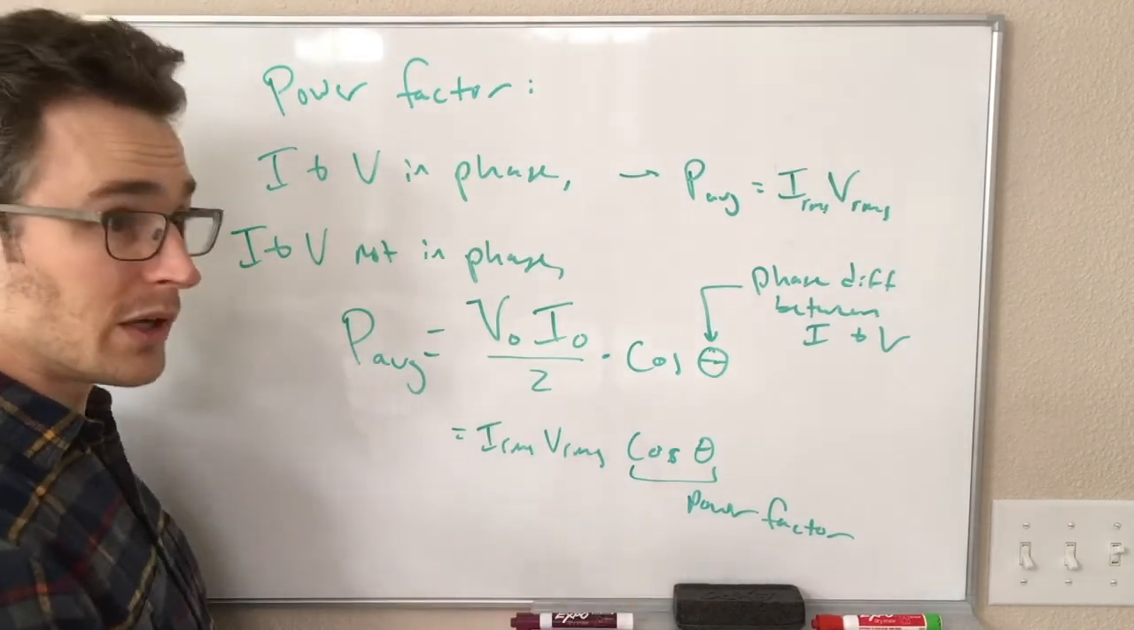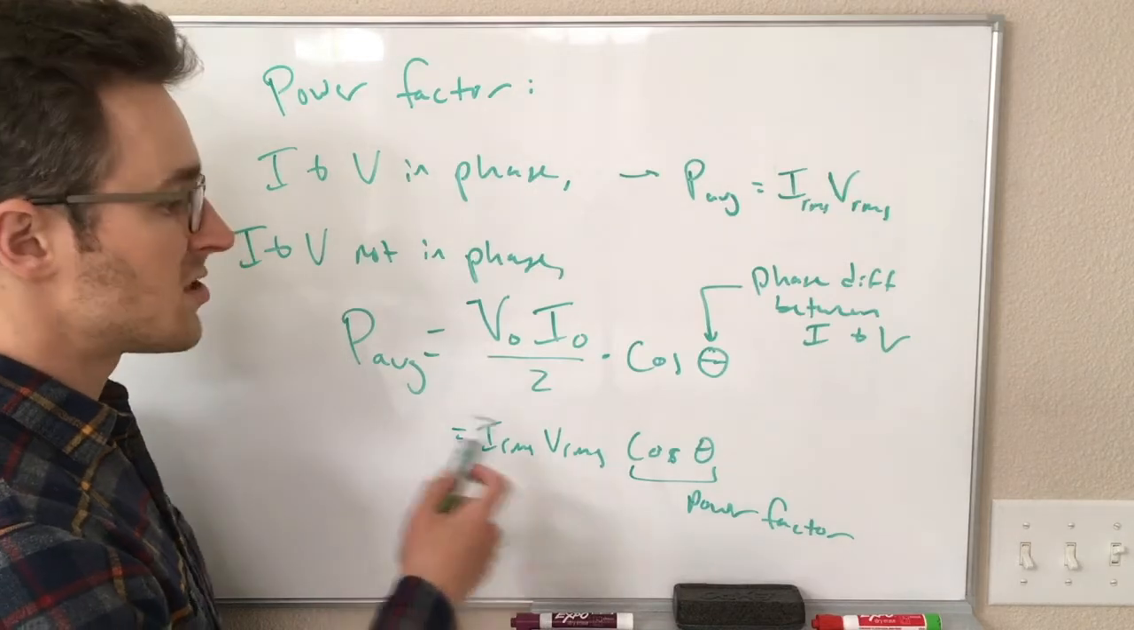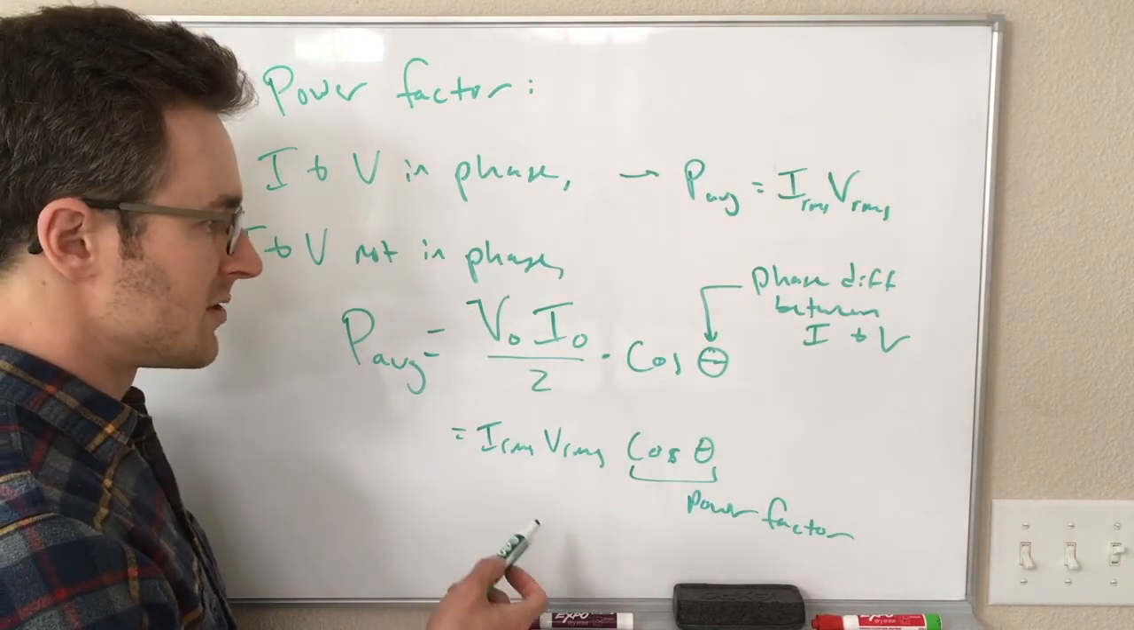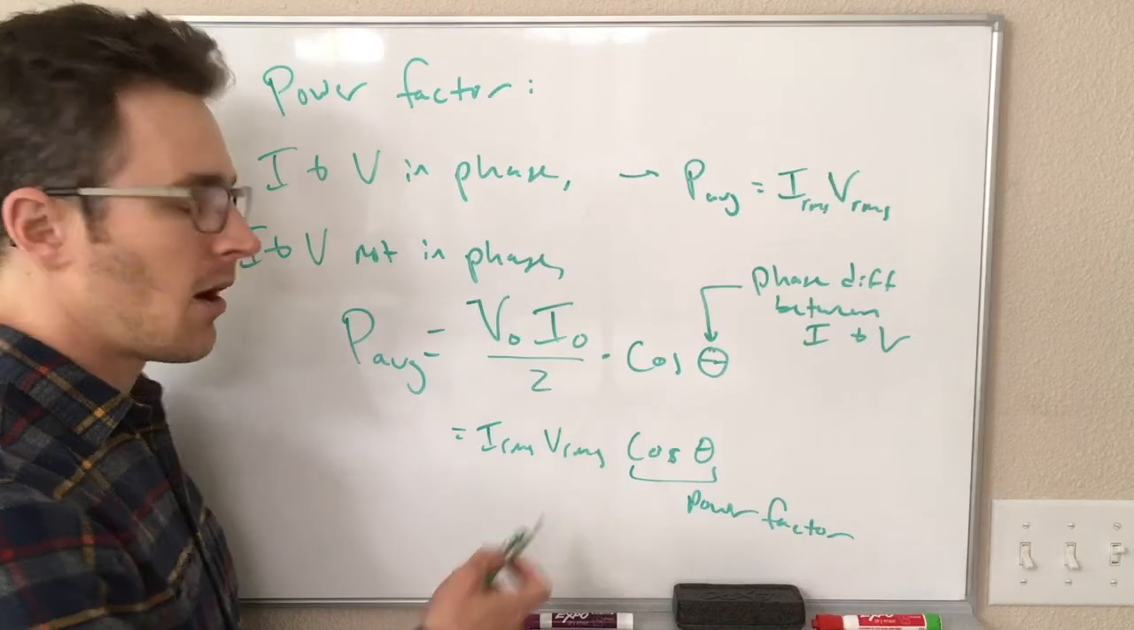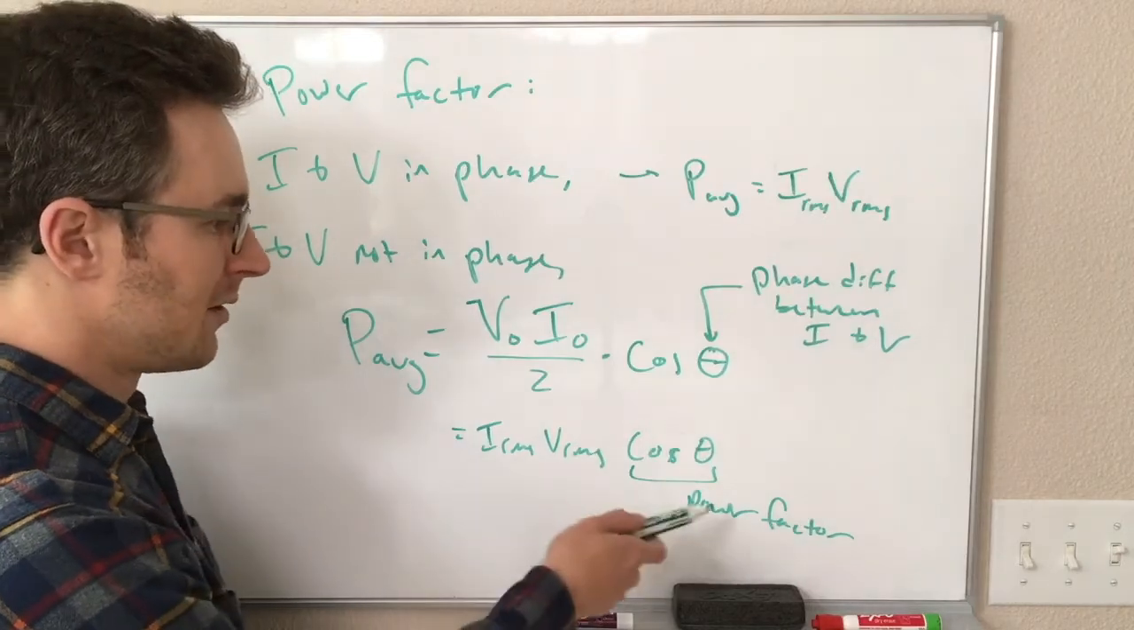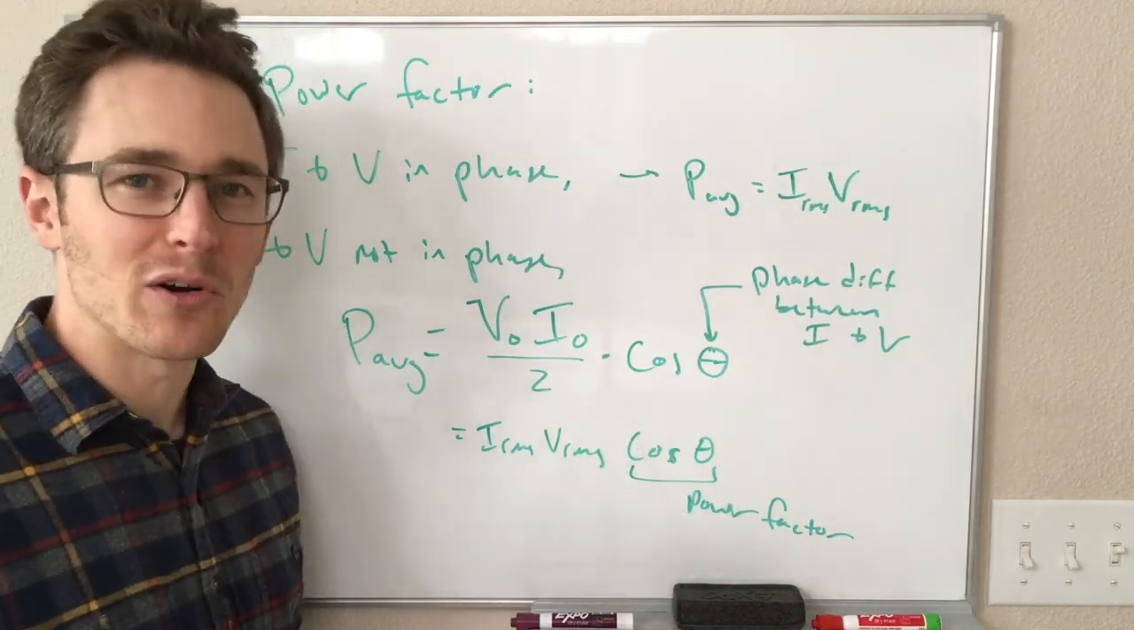If we have some angle in between 0 and 90 degrees, well, then we're dissipating some power, but it is something less than I times V by an amount equal to whatever that power factor is.